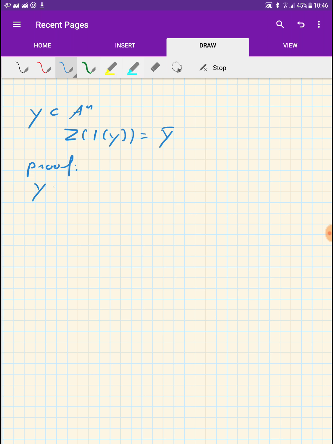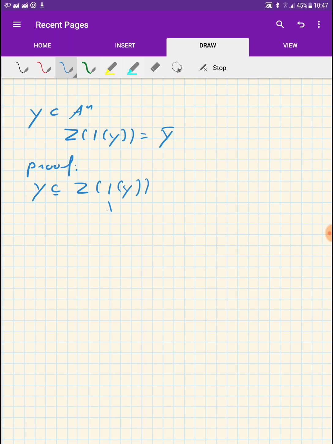Well, first of all, note that Y is in Z of I of Y. This is basically by definition, because I of Y is the ideal that vanishes on Y, and Z of I of Y is the common zero set of this ideal. And since I is made up of polynomials that vanish on Y, of course Y is in the common zero set of these polynomials. So we have this inclusion.